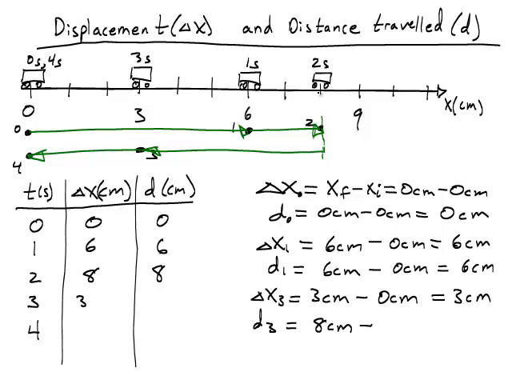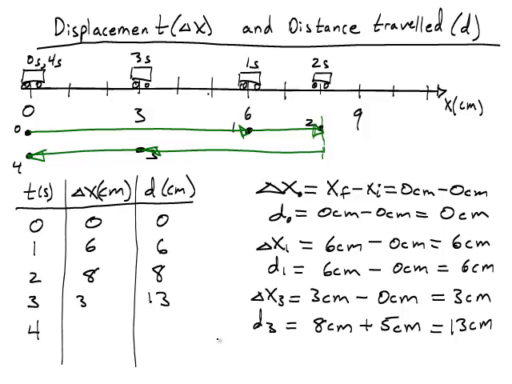Well, how far did I move back? Well, I was at 8, and I go to 3, so that's going to be 1, 2, 3, 4, 5. So I moved 8 to the right, and then I moved 5 back, for a total of 13 centimeters. So the total distance traveled is 13 centimeters, but my displacement is 3 centimeters. So I'm only 3 centimeters away from where I started, but I've traveled 13 centimeters.